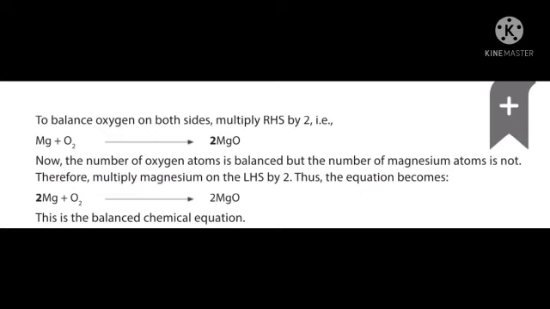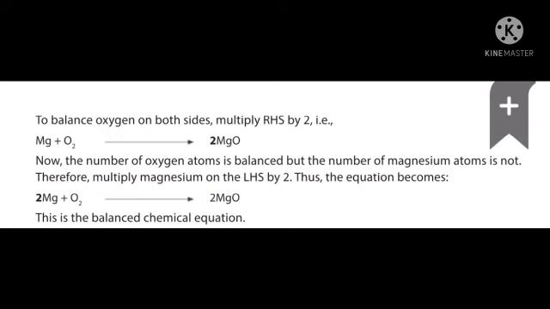Here see the reactant magnesium is 2, oxygen is 2. On the product side, see Mg 2 into 1, since the subscript of Mg and O is 1, so 2 into 1 is 2. Therefore magnesium is 2. Then oxygen also 2 into 1 is 2. So both are 2. Both the reactant and product sides are equal. Therefore we can say this chemical equation is balanced.